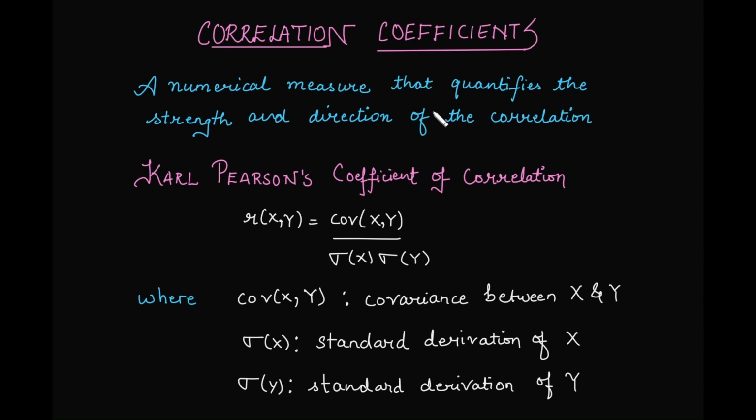We can find the linear correlation between the two considered variables by finding the correlation coefficient. In this case, we are going to calculate the Karl Pearson correlation coefficient, which is denoted by r. It is calculated by this formula, where this represents the covariance between x and y, sigma x represents the standard deviation of x, and sigma y represents the standard deviation of y.